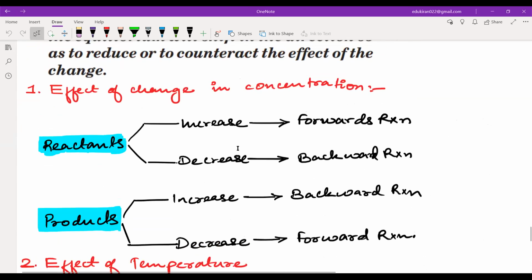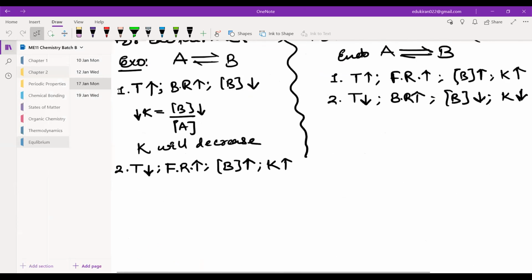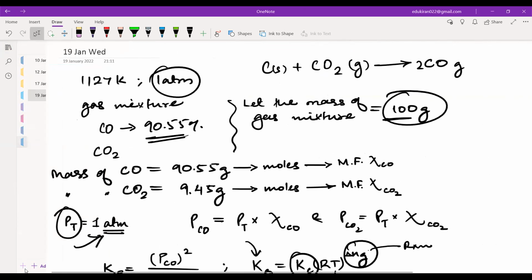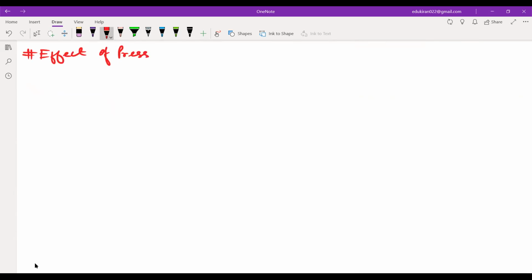So we have done two: effect of change in concentration, effect of change in temperature. Now let us write the next part. Effect of pressure. Now let us start with a simple reaction.